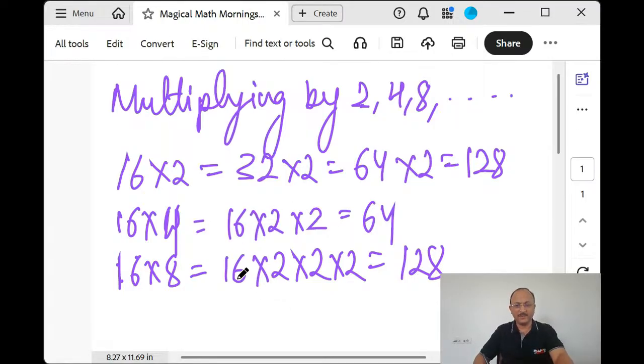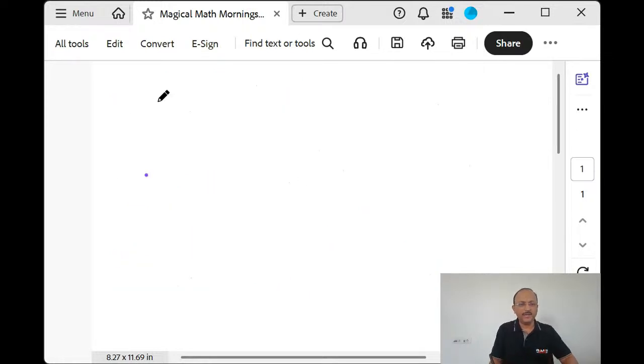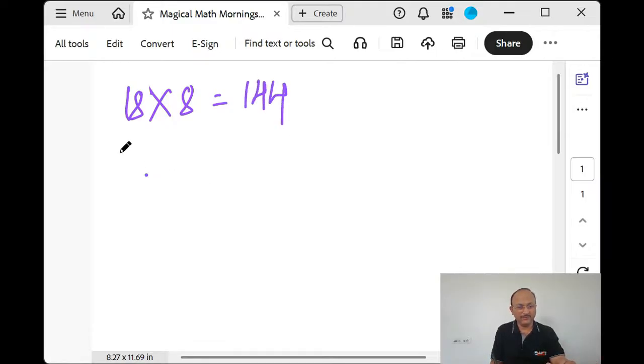Okay, let's try some other numbers. Maybe let's take 18 times 8. This we know very easily, but I want to give it as an example. 18 doubled is 36, doubled is 72, doubled is 144. Suppose I had asked you to multiply 28 times 8. 28 doubled is 56, doubled is 112. Once again doubled is 224. This is how we do it.